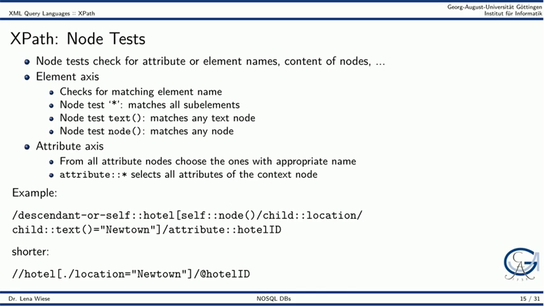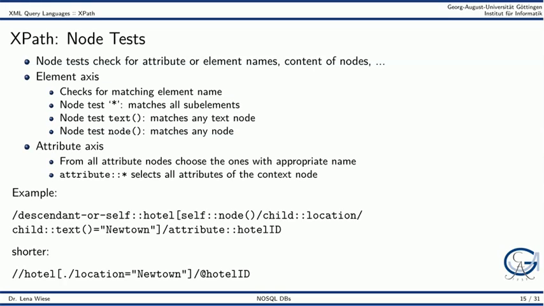The node test checks for attribute or element names, or the content and type of nodes. If the node test follows an element axis, it can check for the matching element name. The asterisk is used as a wildcard and matches all sub-elements. The node test text matches any text node, whereas the node test node matches any node. When the node test follows an attribute axis, we choose from all element nodes the one attribute with the appropriate attribute name in the node test. Again, the asterisk is used as a wildcard to select all attributes of the context node.